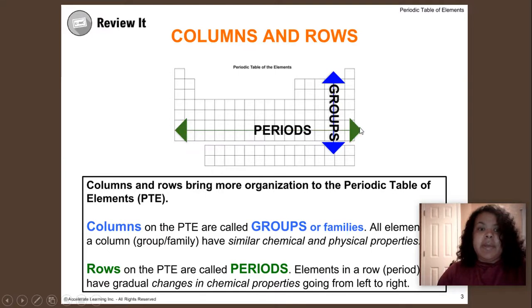If you take a look here, we have this green arrow going from left to right. This is called periods. The rows on the periodic table of elements are called periods. Elements in a row or period have gradual changes in chemical properties going from left to right.